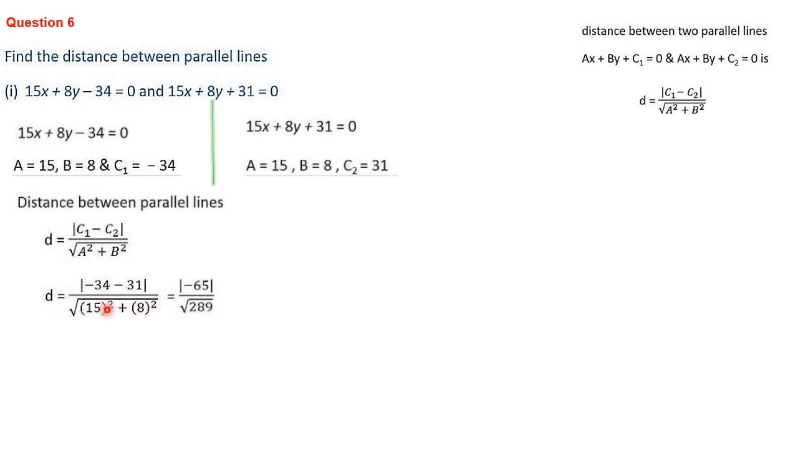15 square is 225 plus 8 square is 64. When we add 225 plus 64 we get 289. Root 289 is 17. Then mod of minus 65 is 65. Modulus means the output will be without sign. So 65 by 17. Thus the required distance is 65 by 17 units. Very simple question. Only thing is, if you know the formula, we can directly find the answer. So 65 by 17 units.